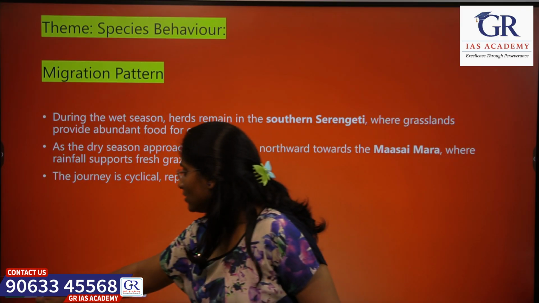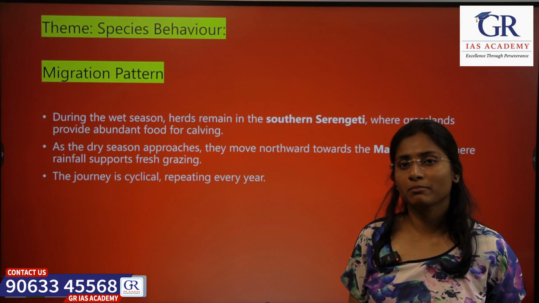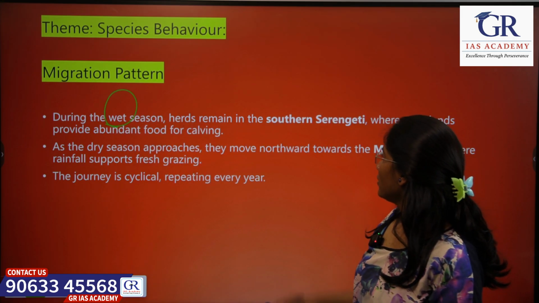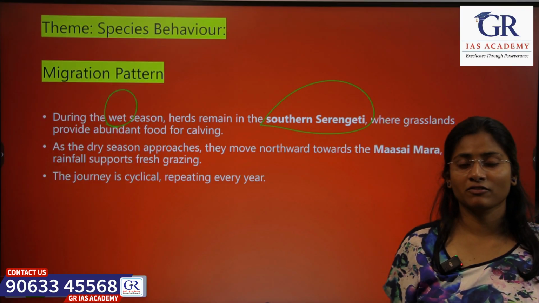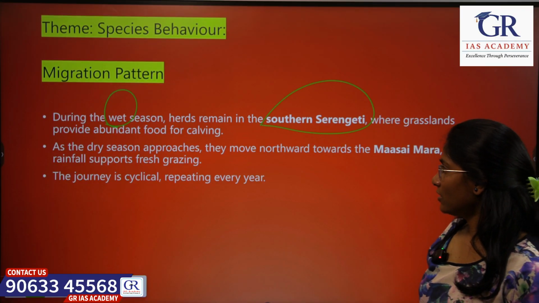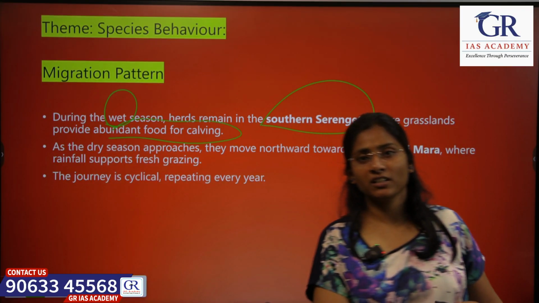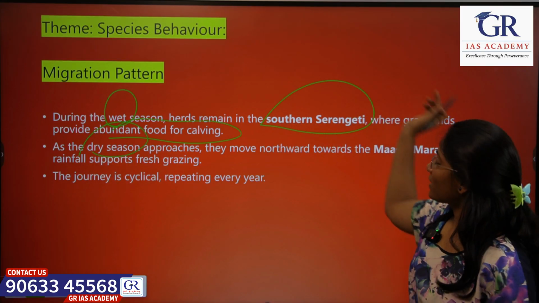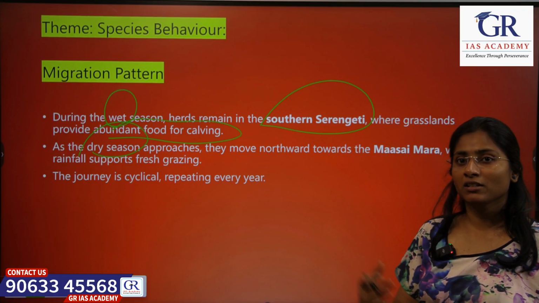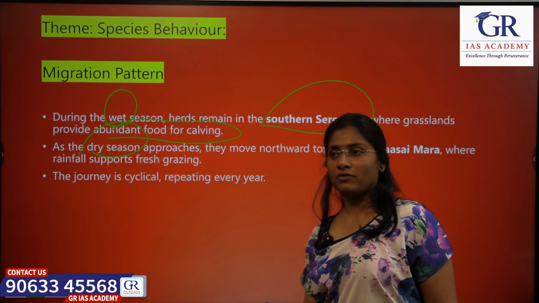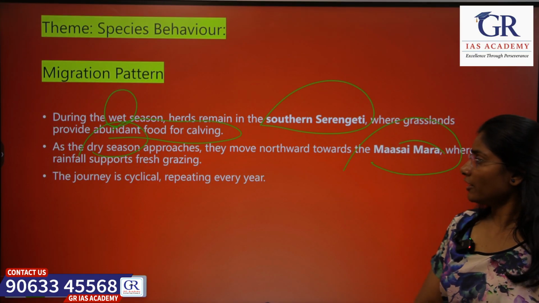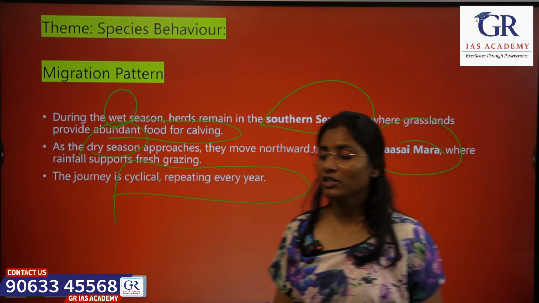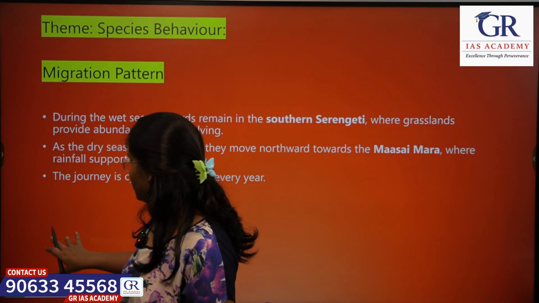And what is the pattern of their migration? During the rainfall they remain in the Serengeti plains, where they can feed on the grass, right? They can provide food for their younger ones. And then when the dry season approaches, they move to the Masai Mara region, where grass is available because of the rainfall pattern again. And this journey is cyclical, which means it repeats every year.